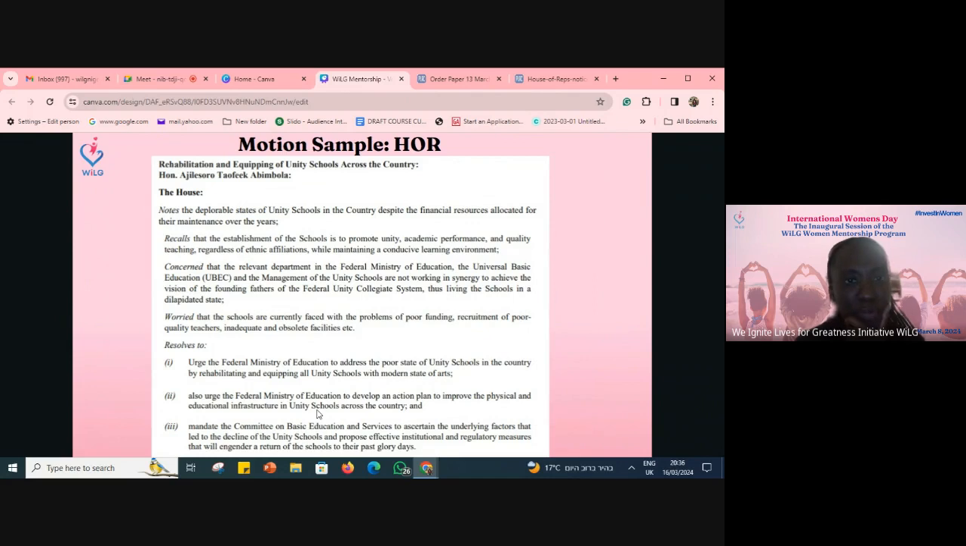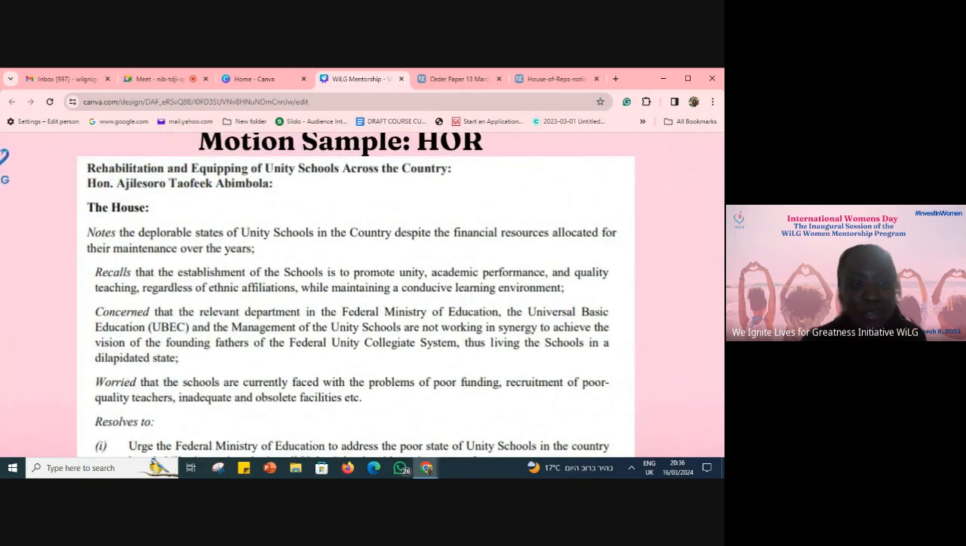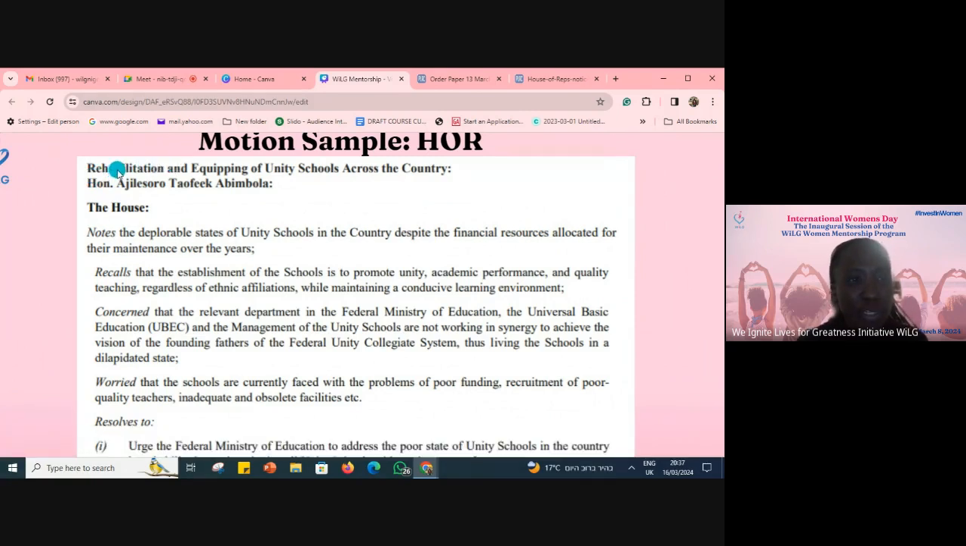Rehabilitation and equipping of Unity schools across the country, the House. I should have worn my glasses. So you see that there's a title, and the title is very brief. The rehabilitation and equipping of Unity schools across the country. You can see the name of the honorable clearly, and you can see it's addressed to the House.